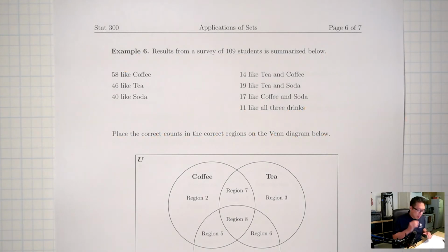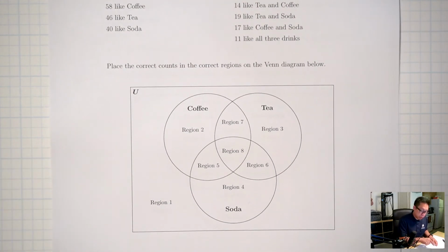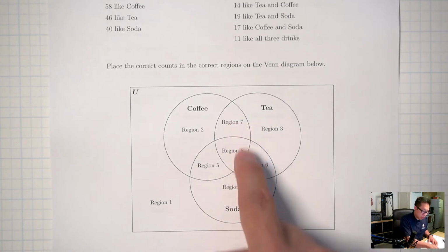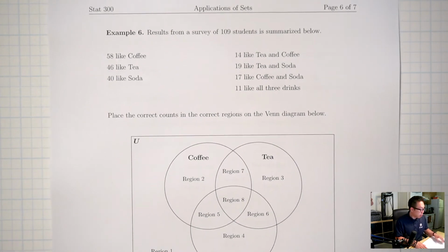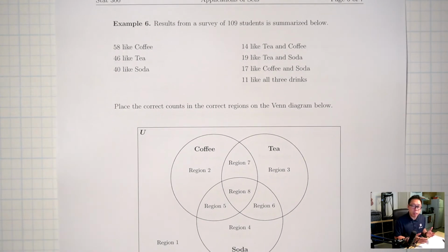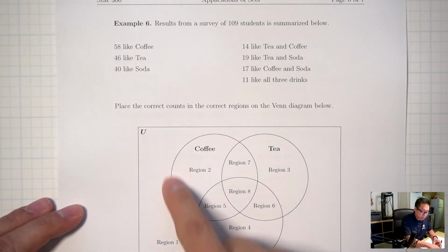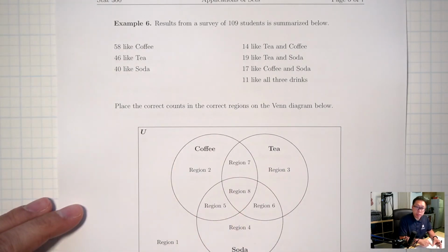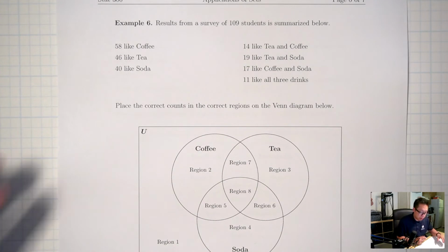So here I have a bunch of clues and I have a Venn diagram with 8 regions. So 1, 2, 3, 4, 5, 6, 7, 8. And I want to put numbers inside these regions based on these clues. So just like the first two examples, I want to go through each clue and figure out which regions each clue is talking about. The first clue, 58 like coffee. So liking coffee means you are inside coffee. Which regions are inside coffee? That would be 2, 5, 7, 8. Okay, so the first clue is talking about regions 2, 5, 7, 8.